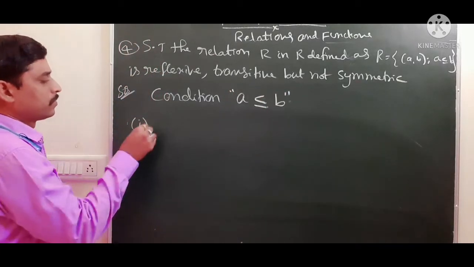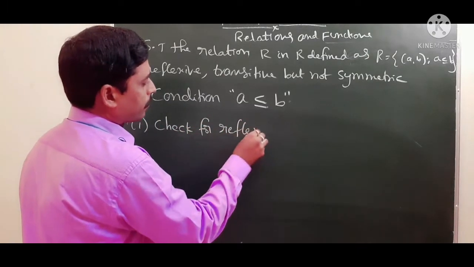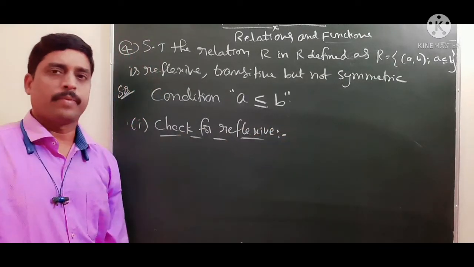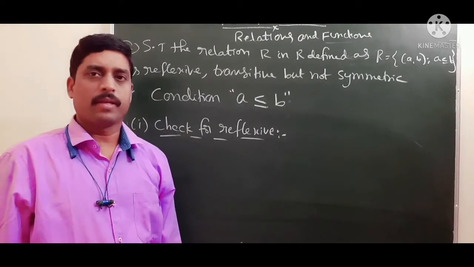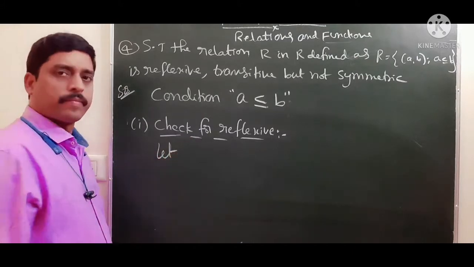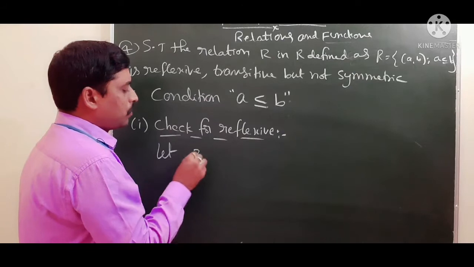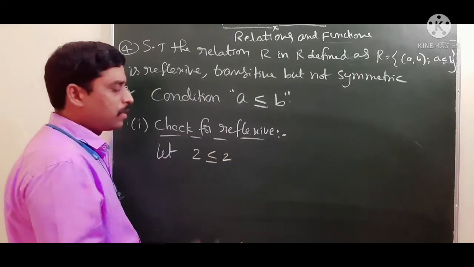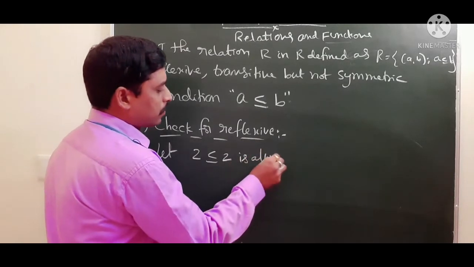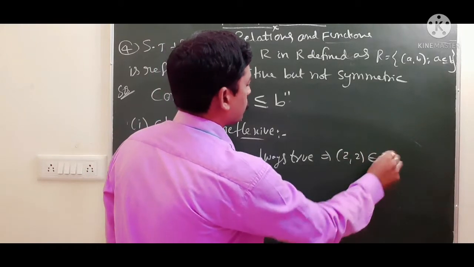Okay, first one, check for reflexive property. So what is the reflexive property? If every element of A is related to itself. Let us take the same elements. So what is the condition? a less than or equal to b. So 2 less than or equal to 2 is always true. Therefore (2, 2) belongs to R.